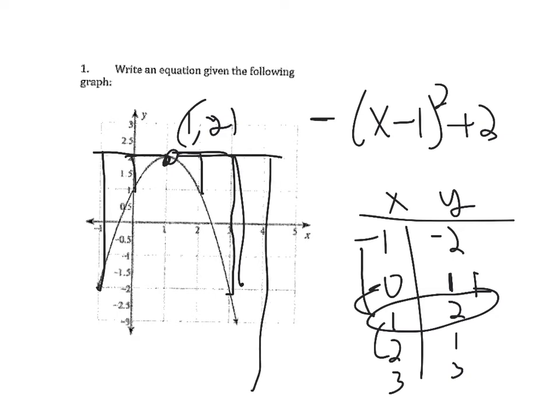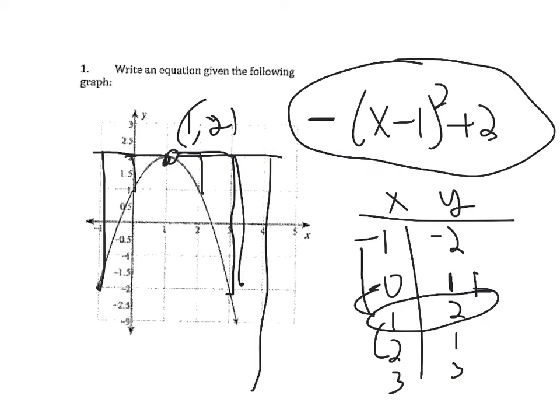So the only thing we have to worry about is making sure that it opens down by sticking a negative in front of it. And that is the function. I could write y or f of x. This is a 2, not a 3. Kind of looks like a 3. Okay, so there's that one.